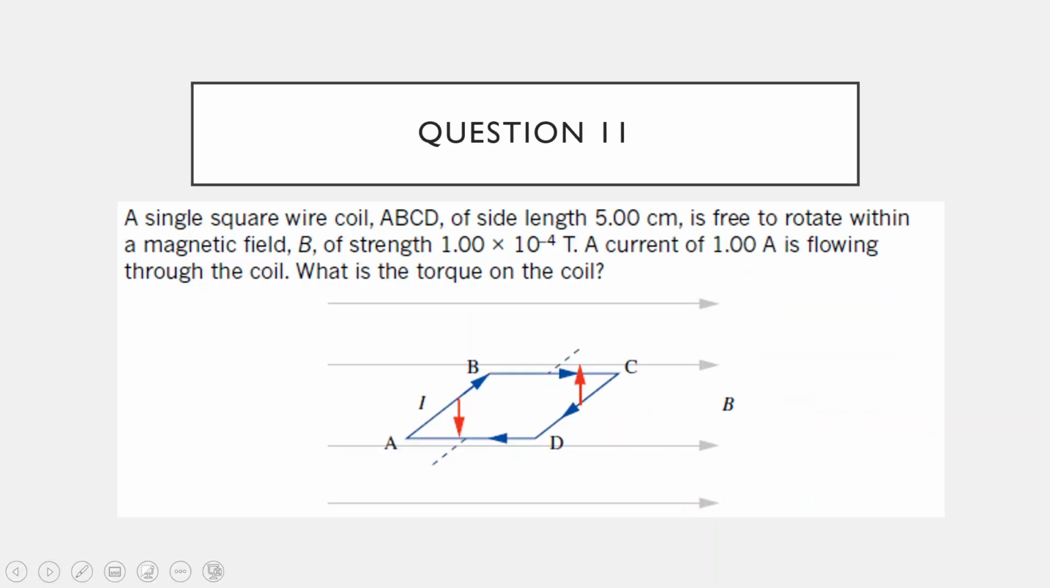First of all, let's do a question. We've got this single square coil of wire, side length 5 centimeters. It's free to rotate within a magnetic field B of strength 1 times 10 to the negative 4 Tesla. A current of 1 amp is flowing through the coil. What is the torque on the coil?